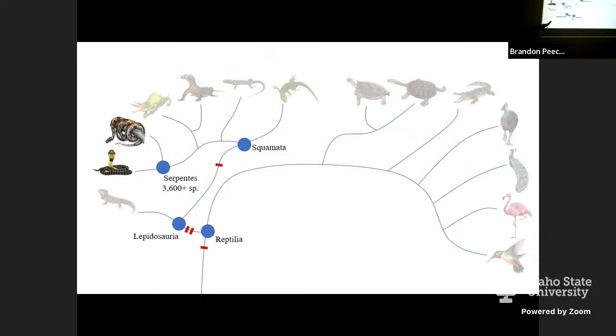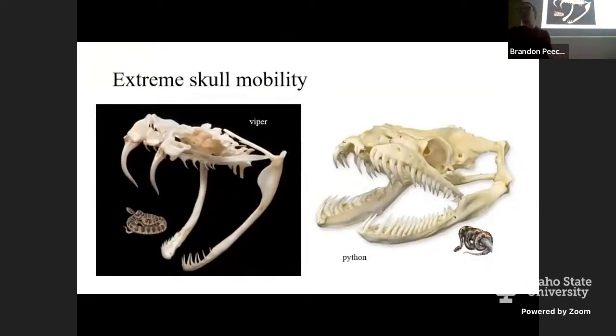The serpents, there are more than 3,600 species of snake in the world. Let's talk about snakes. I've got some features for you. Three synapomorphies, three shared derived characters I'd like you guys to have for Serpentes, for the snakes within Squamata, within Lepidosauria, within Reptilia. Don't laugh, but I couldn't resist. Extreme skull mobility.